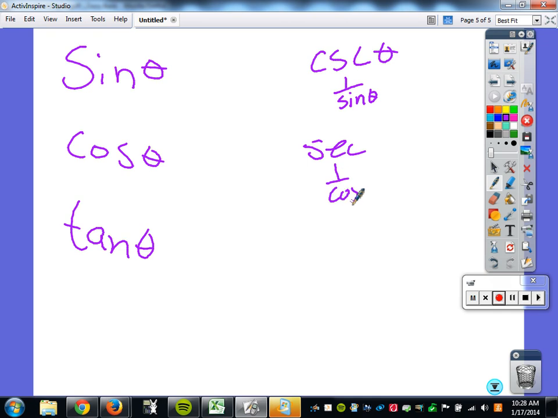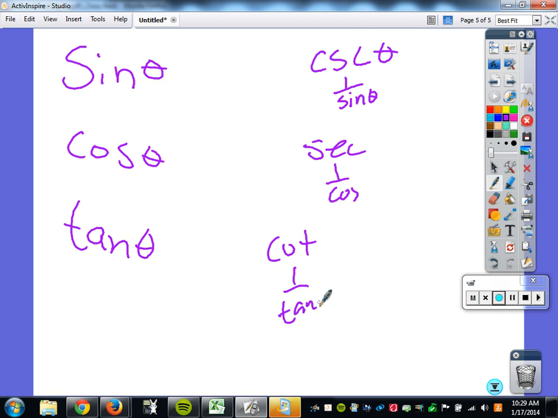Times secant by cosine, guess what you get? You get 1, because they're reciprocal. If you multiply them, then those reciprocals cancel out. They're like 3 and 1/3. If I multiply those together, I would get 1. Okay? And then we have tangent, whose buddy is cotangent, which is kind of a little different.